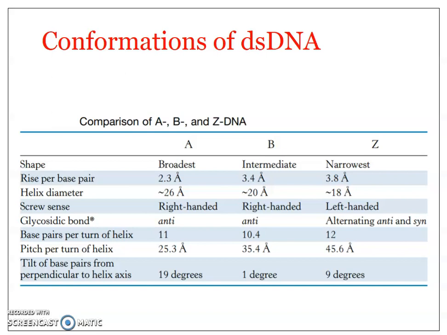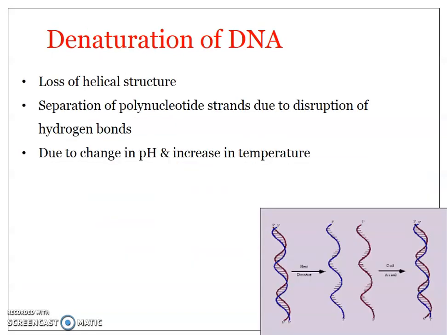Right. Now we'll see the next concept, which is denaturation of DNA. So what is denaturation? As we have already seen, the two polynucleotide chains are bound by hydrogen bonds between the complementary bases present on the two separate polynucleotide chains. This double helical structure is usually stabilized at a normal temperature, maybe around 55 or 60 degrees centigrade.